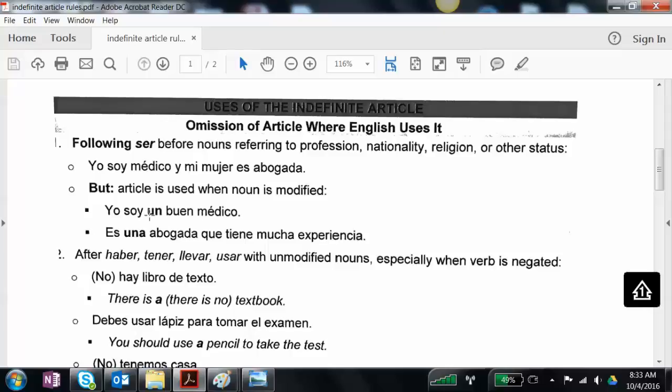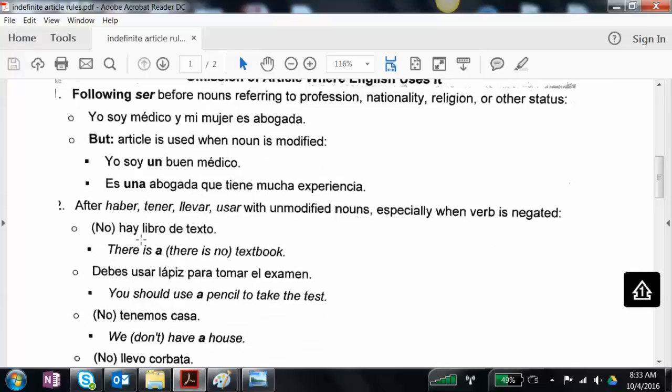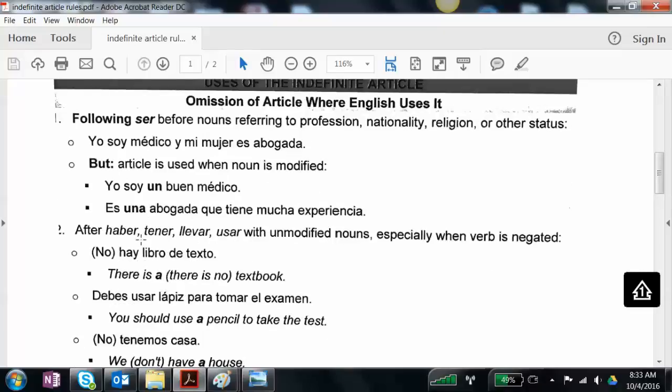And here it's being modified again. She's a lawyer that has a lot of experience. Because the lawyer is being modified by saying that she has a lot of experience, we put the article in. But if you're just saying somebody's a doctor, somebody's a lawyer, somebody's a teacher, no article. It has to be modified. You have to be describing what kind of doctor, lawyer, teacher they are in order to use the indefinite article.